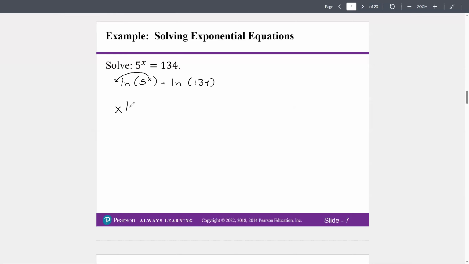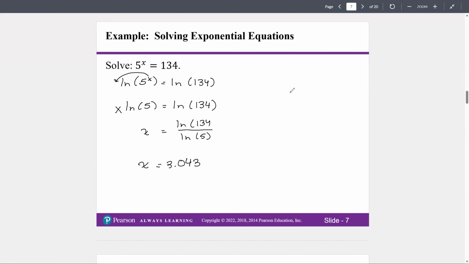We have x natural log of 5 is equal to natural log of 134, meaning x is just the natural log of 134 divided by the natural log of 5. And we cannot combine these, we have to leave them as is. So in this case, we'll have to put the answer in a calculator. So if you do natural log of 134 and divide by your natural log of 5, we're going to get that x is going to be 3.043.